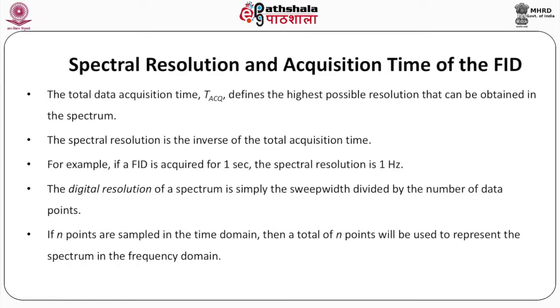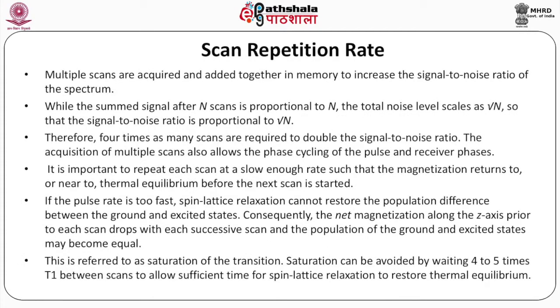If n points are sampled in the time domain, then a total of n points will be used to represent the spectrum in the frequency domain. Scan repetition rate. Multiple scans are acquired and added together in memory to increase the signal to noise ratio of the spectrum. While the summed signal after n scans is proportional to n, the total noise level scales as the square root of n, so that the signal to noise ratio is proportional to the square root of n. Therefore, 4 times as many scans are required to double the signal to noise ratio.